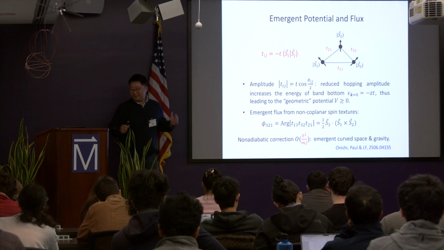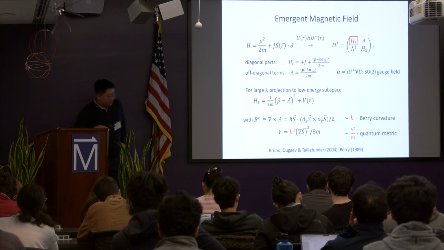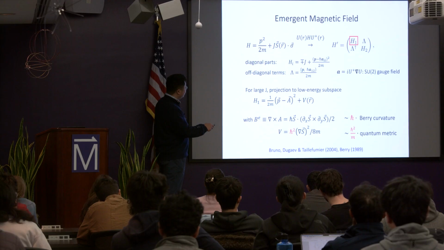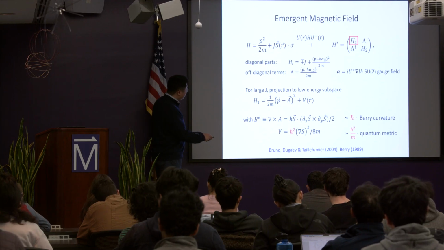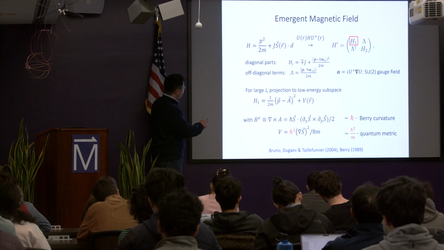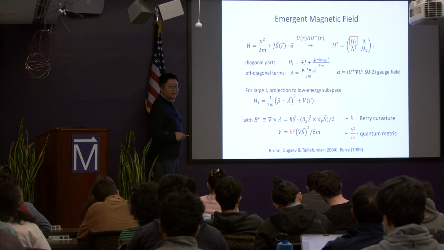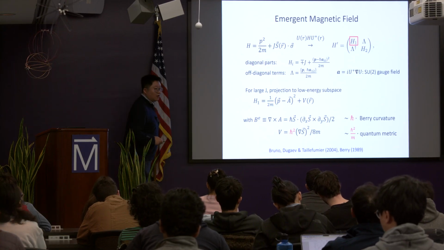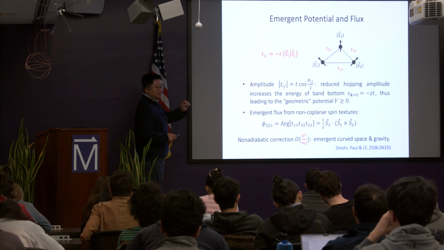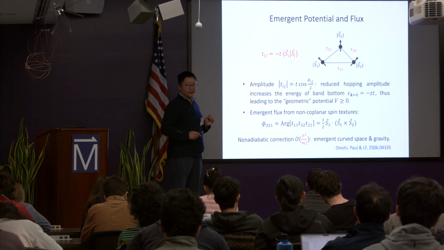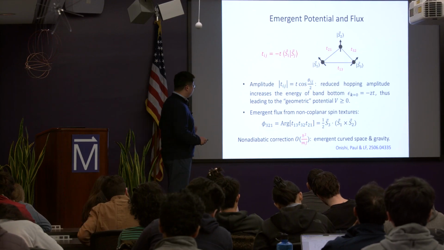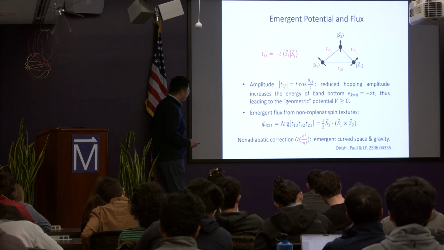If you look at this, after the unitary transformation, when we project onto the low energy subspace, you see that compared to the original Hamiltonian, there's an extra potential that's always positive. So the physical origin is that when the internal state of the particle is spatially varying, the hopping is being reduced. That leads to a potential effect.